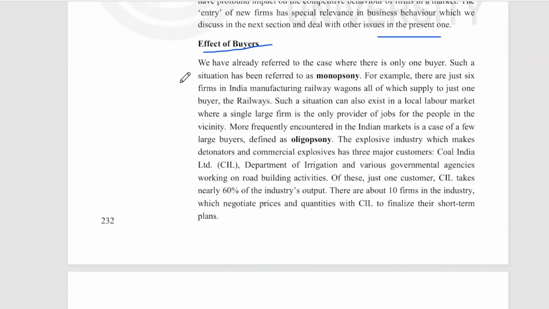So, what is the effect of buyers? We have already referred to the case where there is only one buyer. Such a situation has been referred to as monopsony. For example, there are just six firms in India manufacturing railway wagons, all of which supply to just one buyer, the railways. Such a situation can also exist in a local labor market where a single large firm is the only provider of jobs for the people in the vicinity.